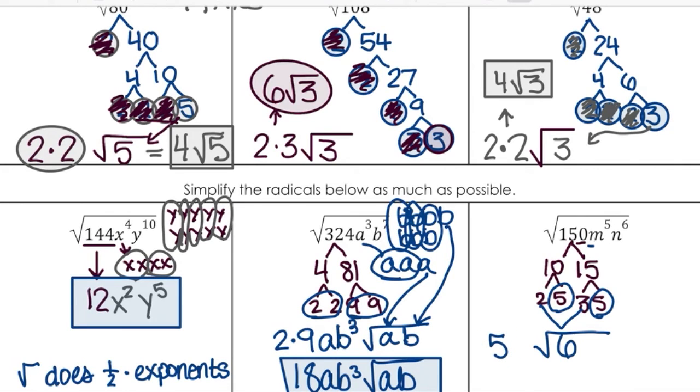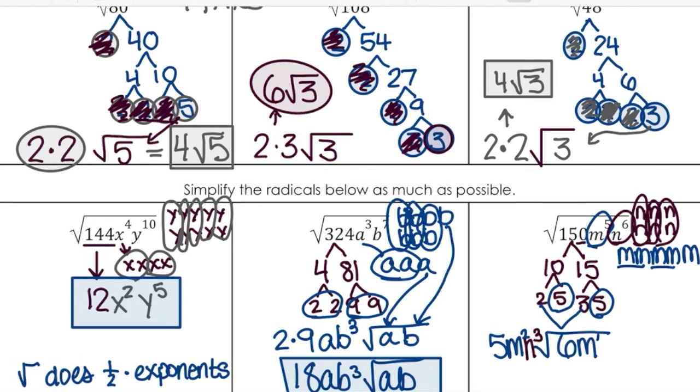Then for my M's, if I've got 5 of them, imagine if you were holding 5 of one type of card. That would mean you would have 2 pairs and 1 left over. So M squared goes outside and M to the first stays in. And if I have 6 N's, that means that I have 3 pairs. So N to the third is going to go outside, but it doesn't have to leave any inside since it was perfect pairs.